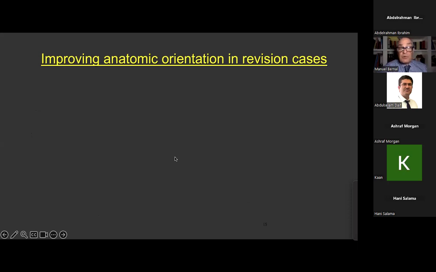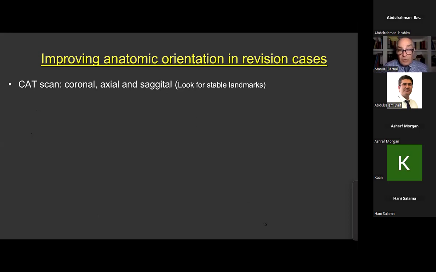So how can you improve anatomical orientation in revision situations? Well, first of all, you need to look for the most stable landmarks. In such a situation, I would suggest having not only the coronal but also the sagittal scans, particularly for the frontal, which allow you to assess exactly where the problems are, which cells have been left over from the first or other previous surgeries, and how the frontal outflow tract looks.